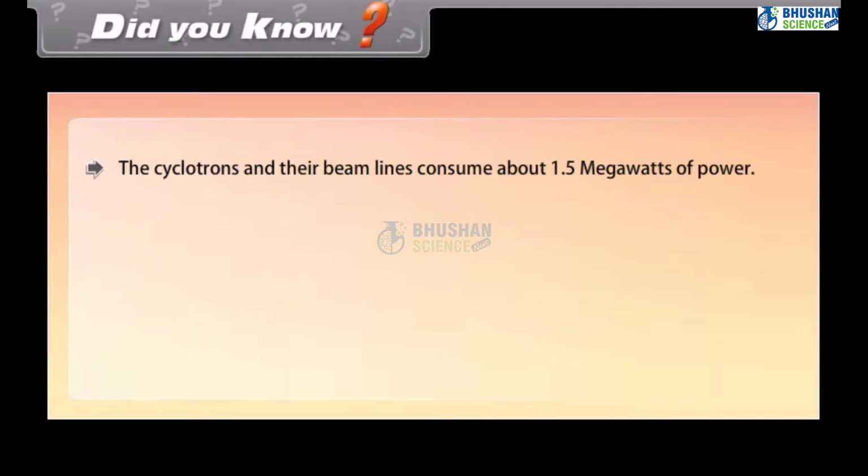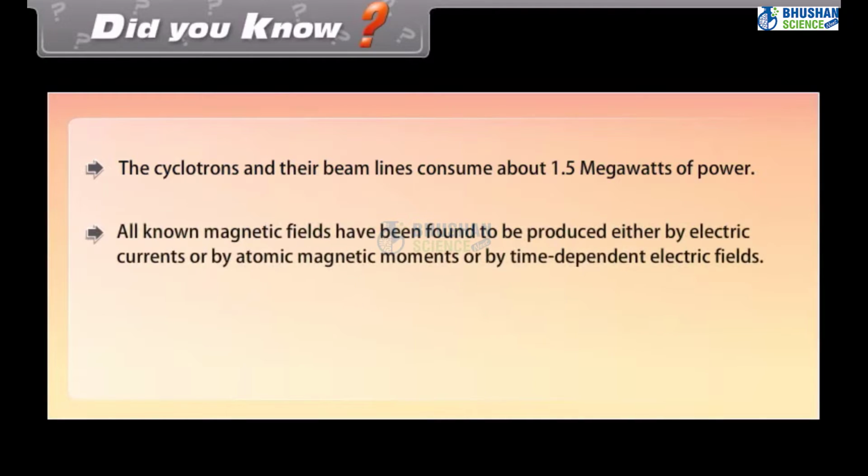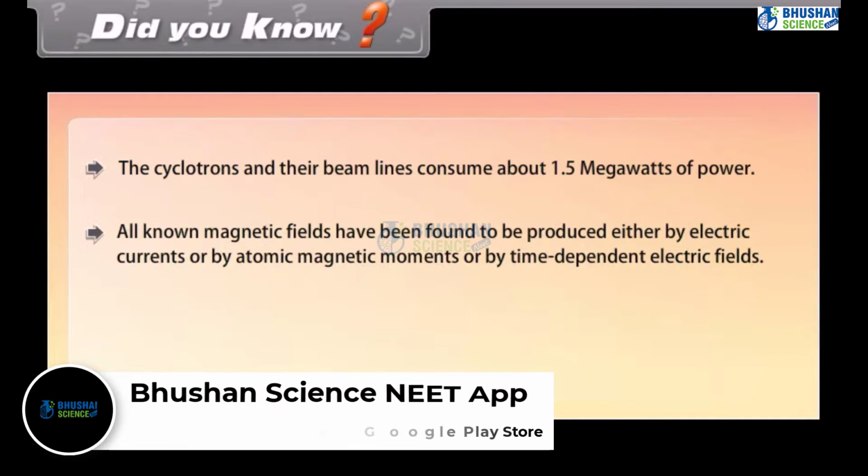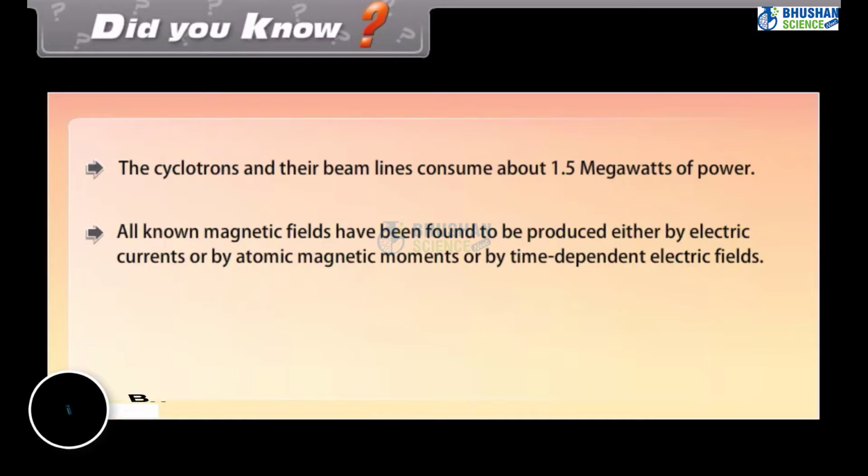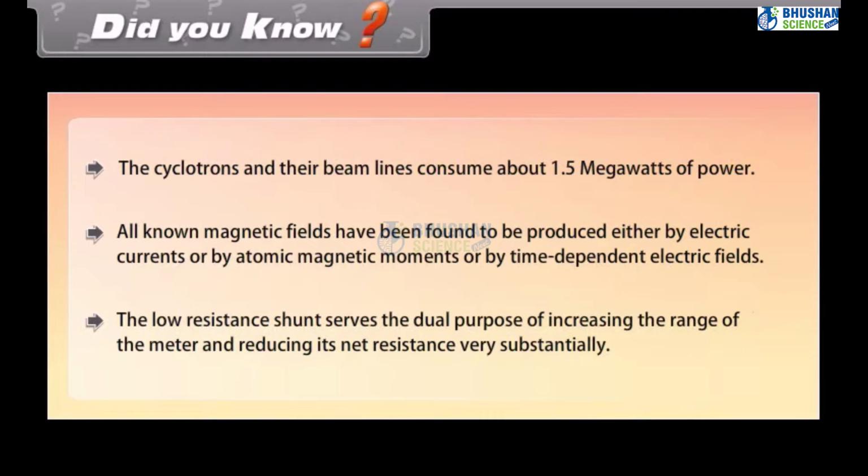Did you know? The cyclotrons and their beam lines consume about 1.5 megawatts of power. All known magnetic fields have been found to be produced either by electric currents, or by atomic magnetic moments, or by time-dependent electric fields. The low-resistance shunt serves the dual purpose of increasing the range of the meter and reducing its net resistance very substantially.